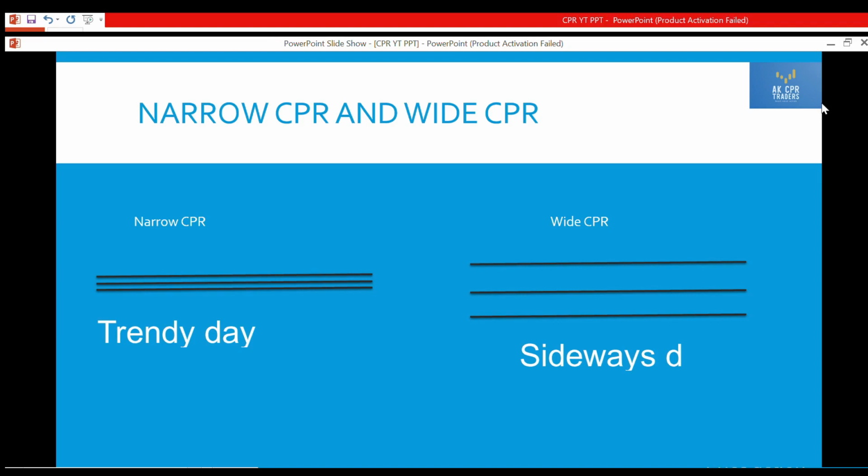Thank you all. This is the introduction to the CPR. I'll create a playlist to explain the pros and cons of this indicator, how to use this indicator, and how to enable this indicator in TradingView.